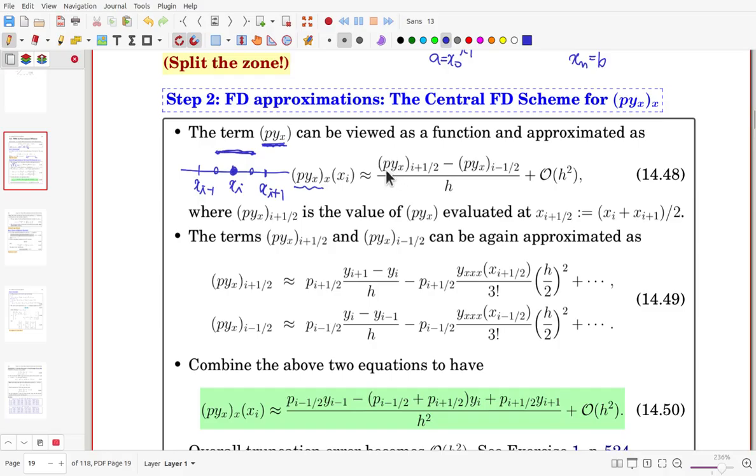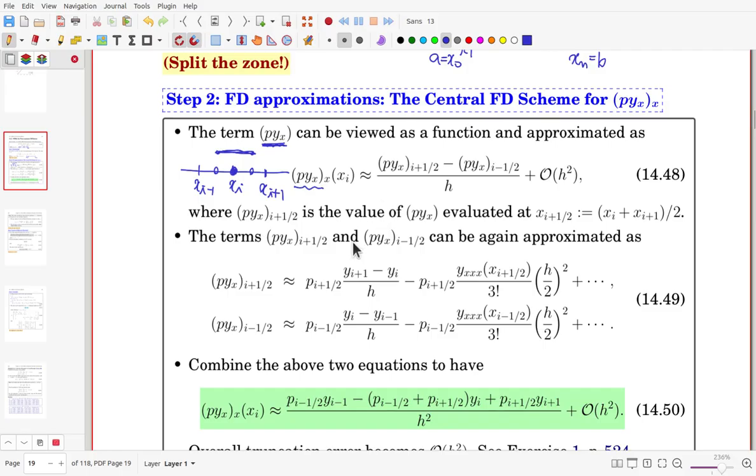For the function p y prime at this point minus the function at this point, the length is h, so divided by h. This is a central scheme having second order error. Now, for each of these, we'll try to approximate it. Of course, right now, these values are not available. And in fact, now we try to get unknowns at each nodal point, not this midpoint. So anyway, this is an intermediate term, and we'll try to approximate it.